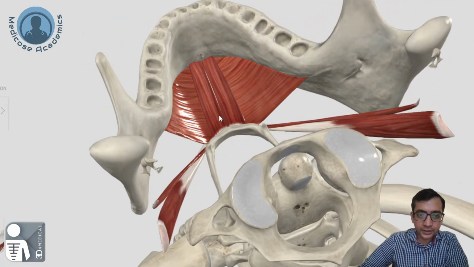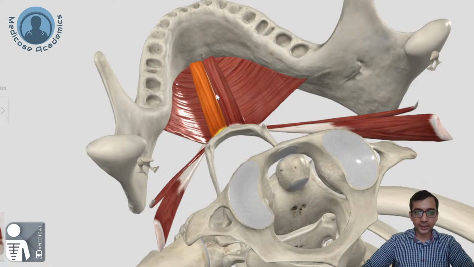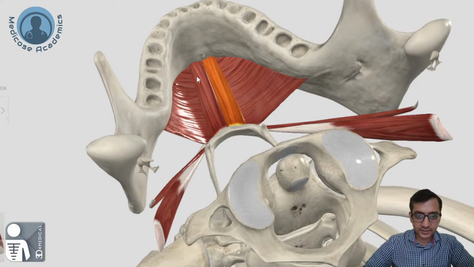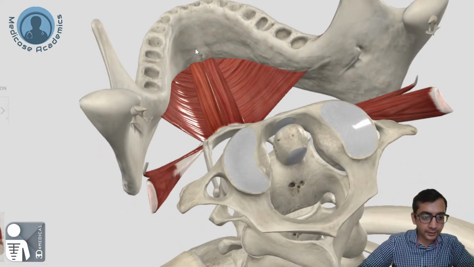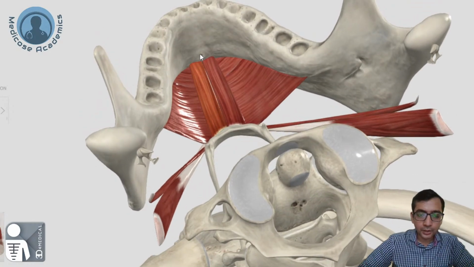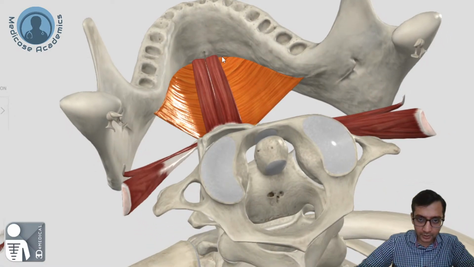Here, the view is obscured by this pair of muscles right here. This muscle is the geniohyoid muscle. Let's look at this muscle also. The geniohyoid muscle originates from the genial tubercles in front and inserts into the hyoid bone behind. The mylohyoid muscle attaches all the way from the mylohyoid line to the genial tubercles.